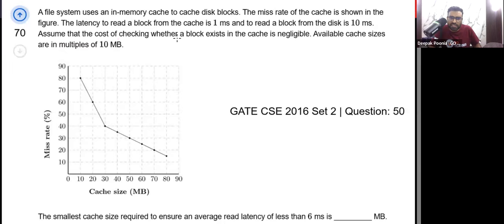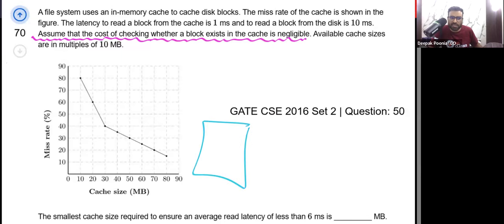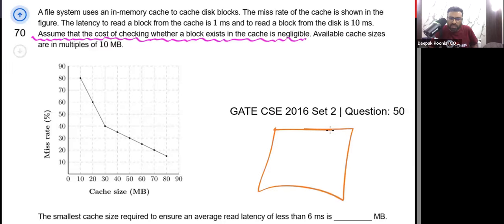Assume that the cost of checking whether a block exists in the cache is negligible. Read this line, what this means. This is an important line. The question is saying that the cost of checking whether a block exists in the cache or not is negligible. It means checking the cache memory for a hit or a miss, that time is negligible. Is this clear? When you are checking the cache memory for a hit or a miss, that lookup time is negligible. We can ignore it.